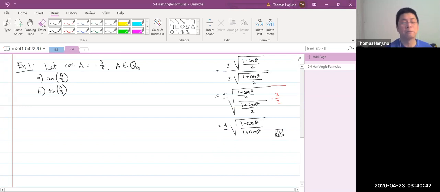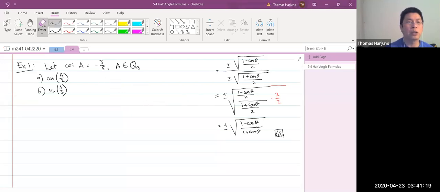Okay, now here's the thing. Unlike in other cases in the past, where we had cosine 2A, sine 2A, we needed to find cosine 2A and sine 2A, and then from there we decided in which quadrant this 2A is. That's what we did at that time. Right now, actually, we don't need that.